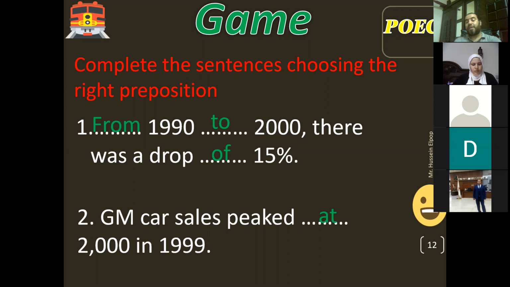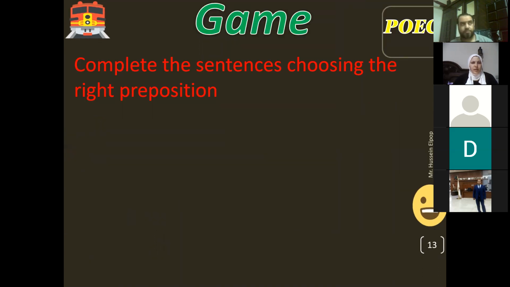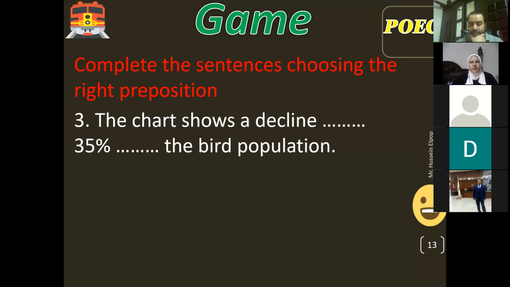So it's peaked at. GM car sales peaked at 2000 in 1999. Can I change the structure, guys? I can say, in 1999, peaked at. Yes, you can just start with the year in front. I can change peaked at into at the peak of. This is how you can replace it. At the peak of the pandemic, at the peak of whatever. Here we go on the same idea.